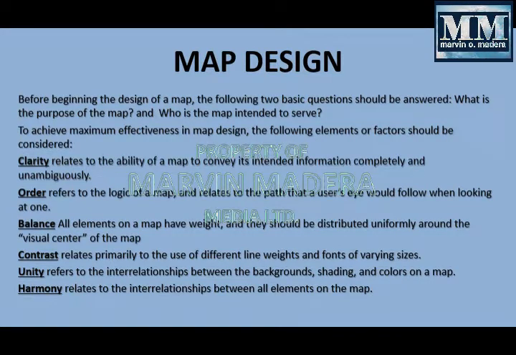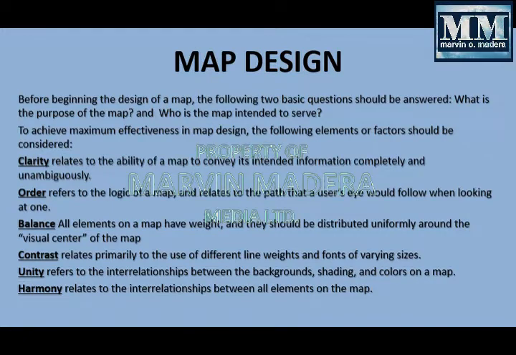Next one is the balance. All elements in the map have weight and they should be distributed uniformly around the visual center of the map. So meaning balance, you have to take an important point mostly in the center of the map. Say for example, if you are focusing on the map of a certain school campus, you should focus your visual center on the school campus.